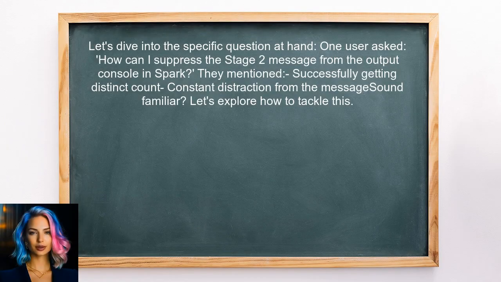Let's dive into the specific question at hand. One user asked, "How can I suppress the Stage 2 message from the output console in Spark?" They mentioned that while they successfully get the distinct count from their data frame, this message is a constant distraction. Sound familiar? Let's explore how to tackle this.